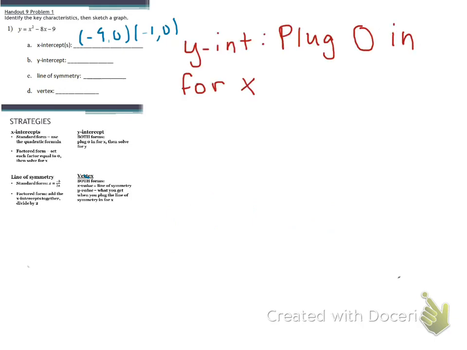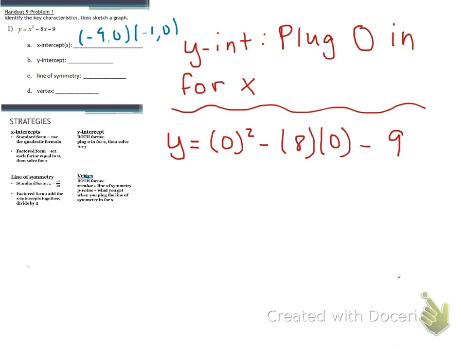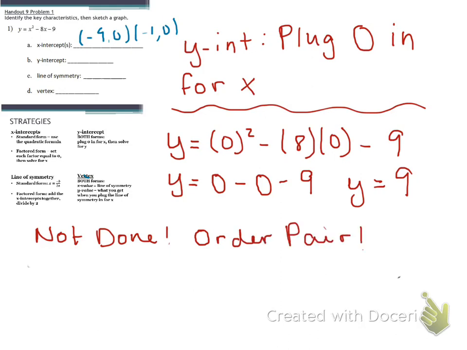For the y-intercepts, we want to plug 0 in for x. So we'll have y equals 0 squared minus 8 times 0 minus 9. So then we'll have 0 minus 9. Here it says that I put y equals 9. That's a mistake on my part. It should be a negative 9. And then we need to put it in ordered pairs. So again, it says 0, 9. It should be 0, negative 9.